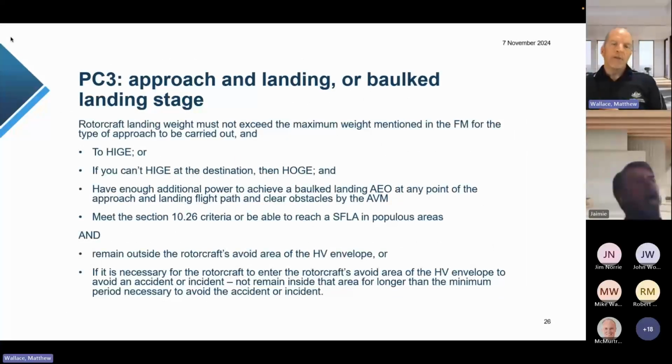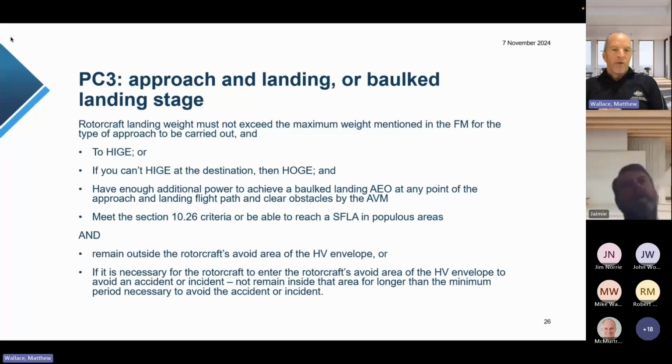All right, on to the last stage, which is the approach and landing, or the bulk landing stage. The rotorcraft landing weight must not exceed the maximum weight mentioned in the flight manual for the type of approach to be carried out, either in-ground effect or out-of-ground effect, and then obviously have enough additional power to conduct a bulk landing, all engines operating at any point of the approach and landing, and clear the obstacles.